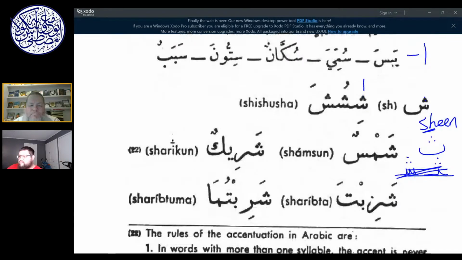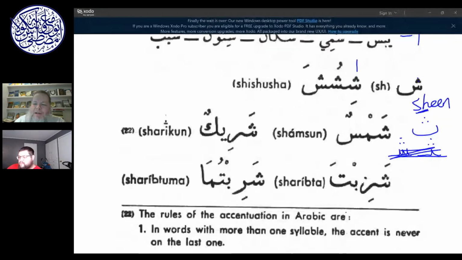Okay. Let's read this first line. For some reason, my eraser is not working. There it goes. Shamsun. Shamsun. Exactly. Shams is sun. The sun in the sky.